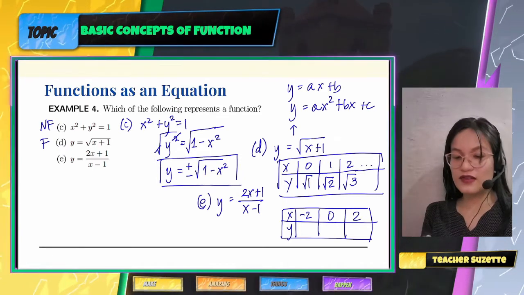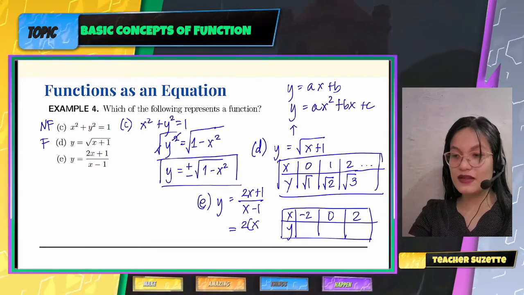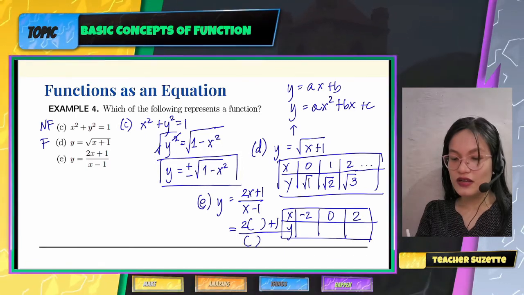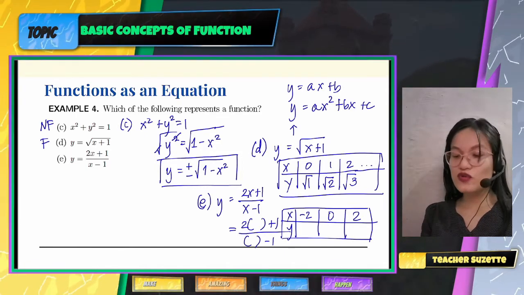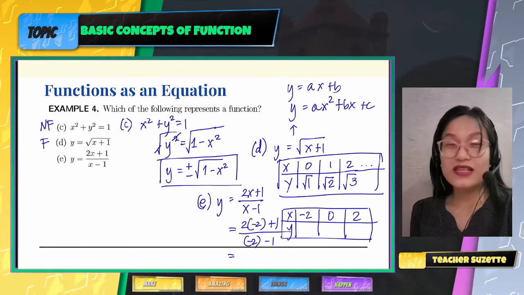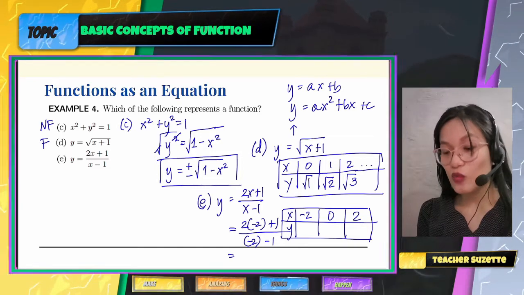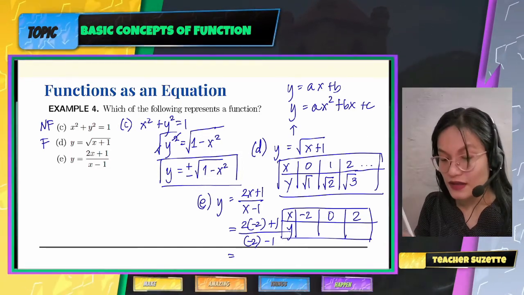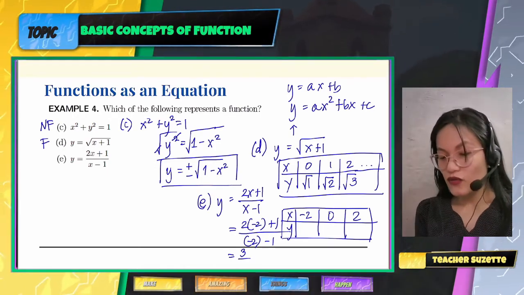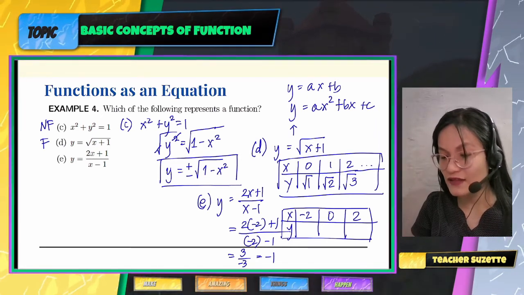So, when we substitute negative 2, we will have 2 times x plus 1 all over x minus 1. Papalitan natin ngayon yung x ng negative 2. So, solve natin yung nasa numerator. Negative 2 times 2, you will have negative 4 plus 1, will have 3 over, negative 2 minus 1 is negative 3. So, therefore, magiging negative 1 siya.